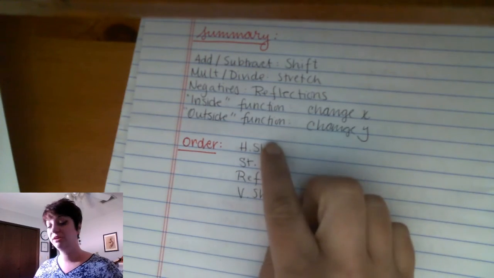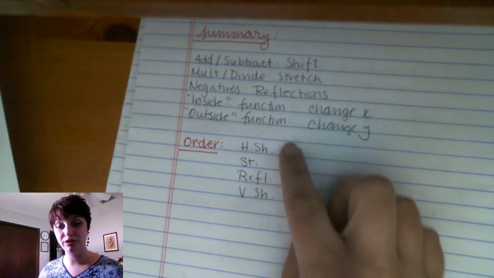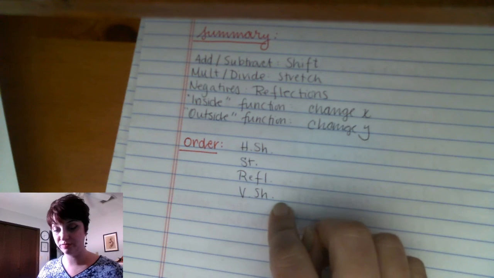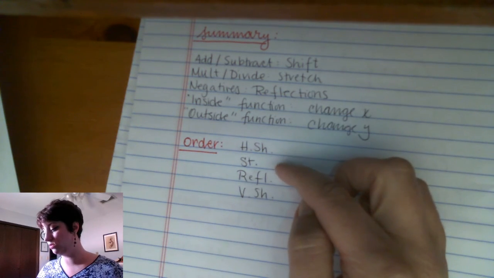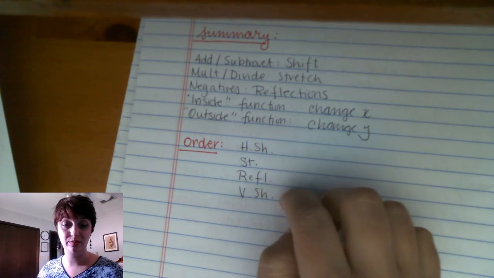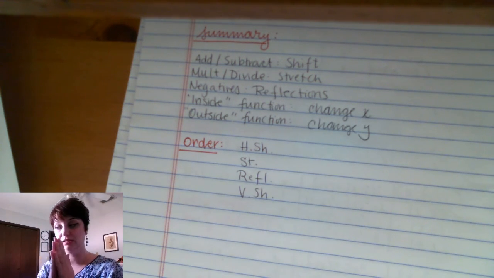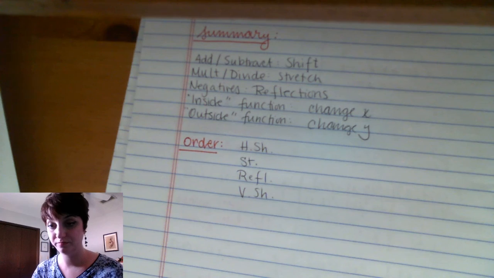Okay, there is a specific order to the transformations. You have to do horizontal shifts, stretches, reflections, and then vertical shifts. Technically speaking, the order that you do these three in, I think, doesn't actually matter. But the vertical shift has to be done last. Otherwise, you just work in, out. So work from the inside out. Make sure your vertical shifts are at the very, very end.